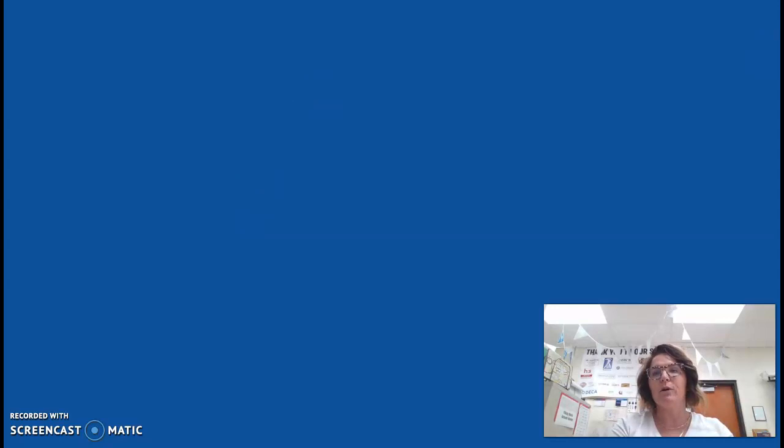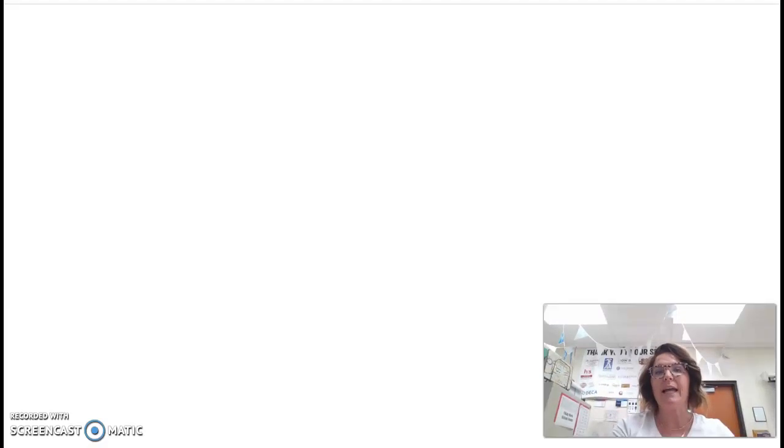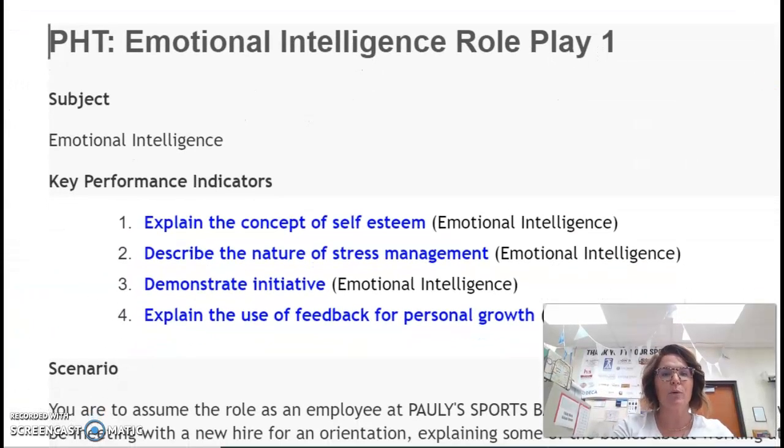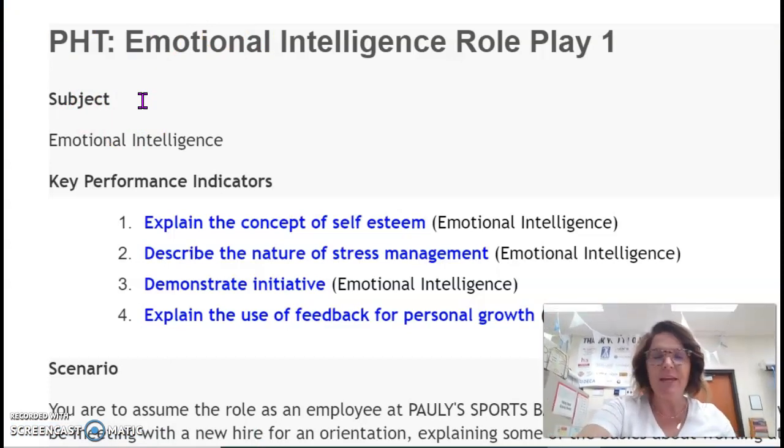When this opens up for us, I'm going to notice a couple different things at the top. First of all, this actually is a DECA role play. So for those of you that are going to pursue DECA, you are looking at a real role play. And we want to identify a couple pieces for you. First of all, you're going to notice in the top left-hand corner that it says PHT. That's the category that you're doing a role play for with DECA. That stands for Principles of Hospitality.